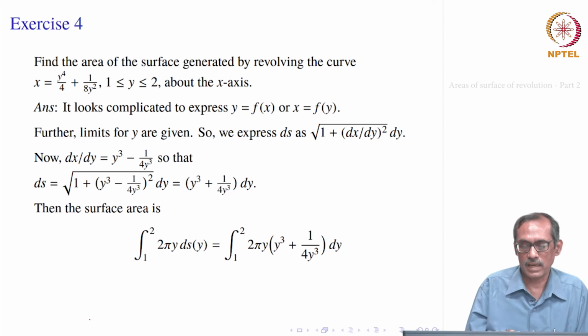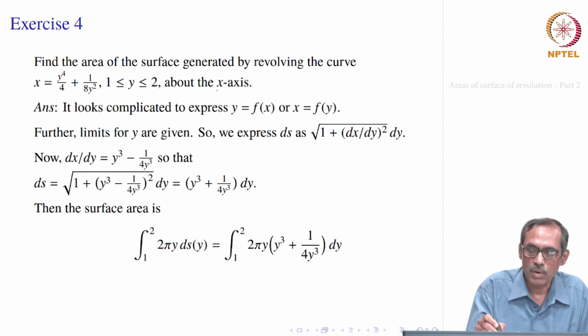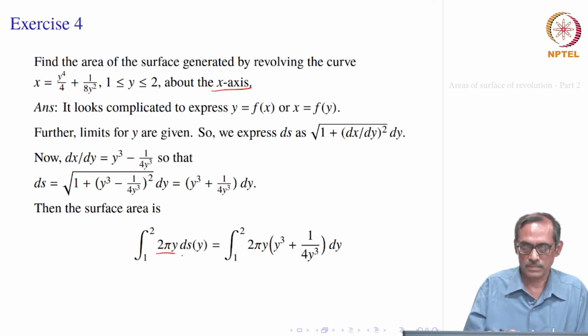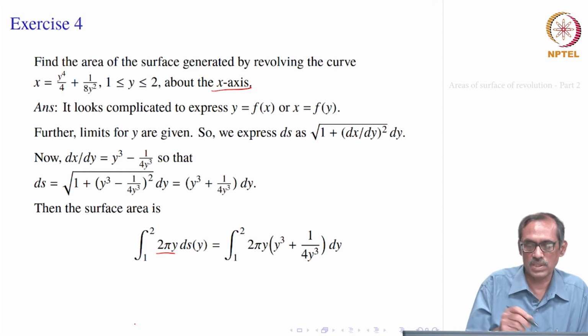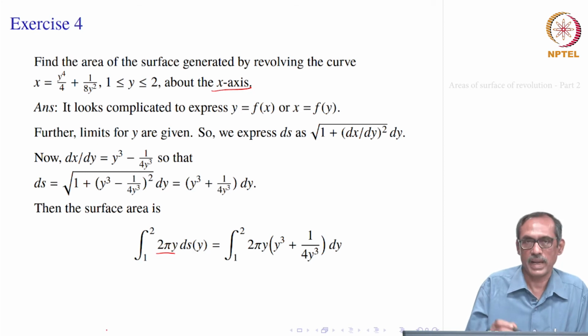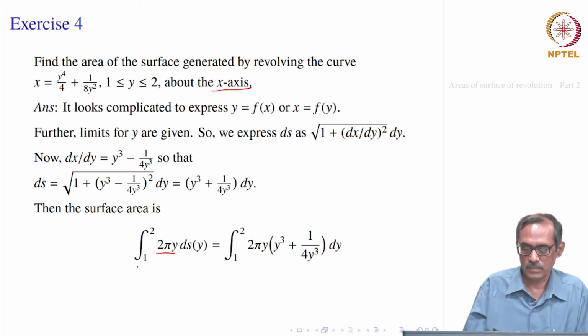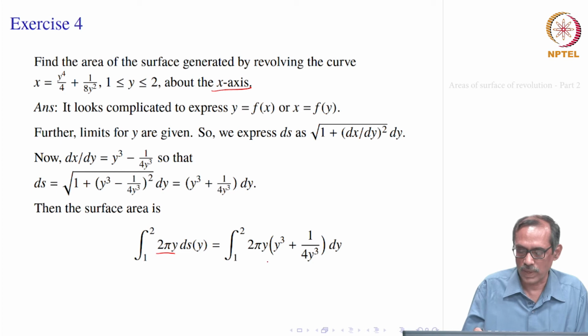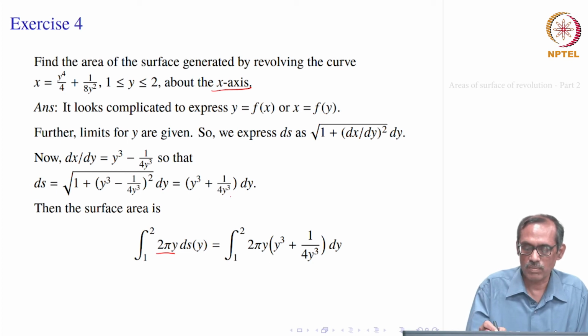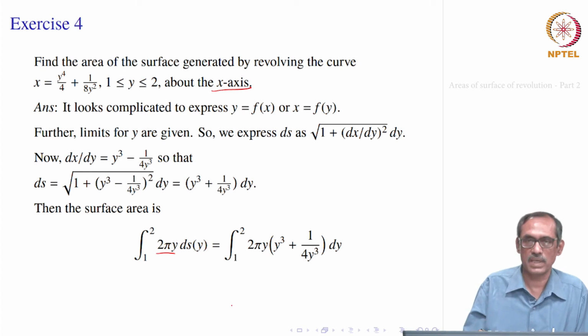Then we can directly get the surface area, but since it is about x axis, we would take 2 pi y ds as a function of y. So, all that we have to do is, we are using that unified formula, which becomes easier to apply. So, we say it is 2 pi y times ds, and s is a function of y now, because limits will be 1 to 2 for y. So, that is the integral 1 to 2 of 2 pi y, and our ds is y cubed plus 1 by 4 y cubed dy.